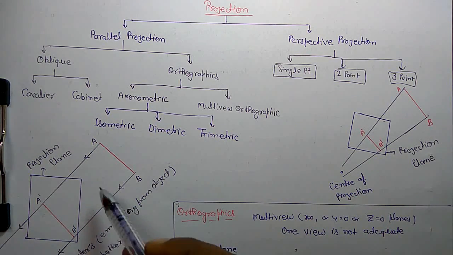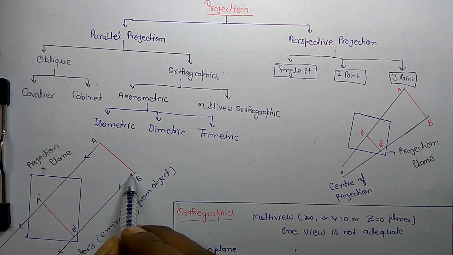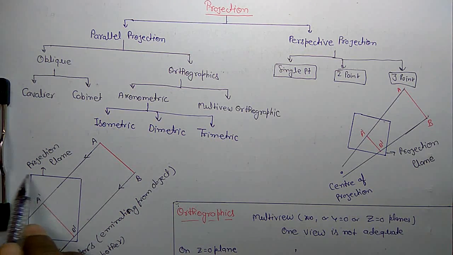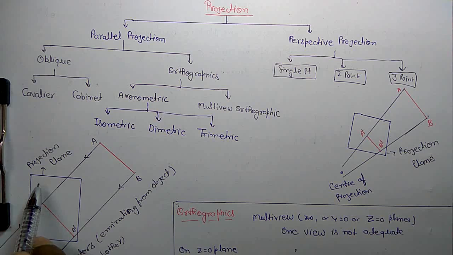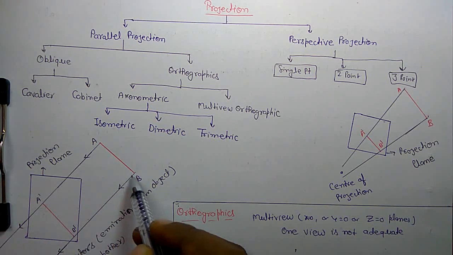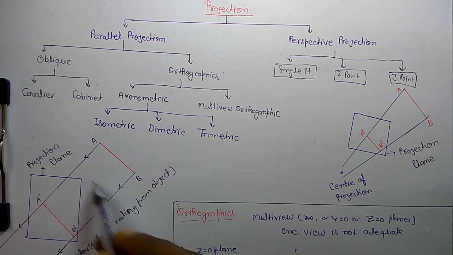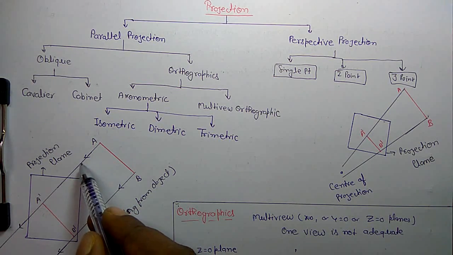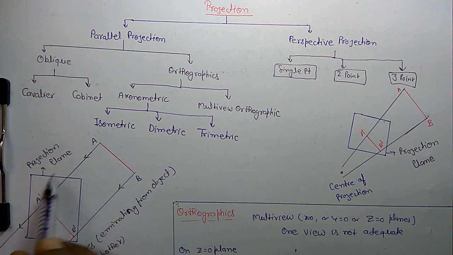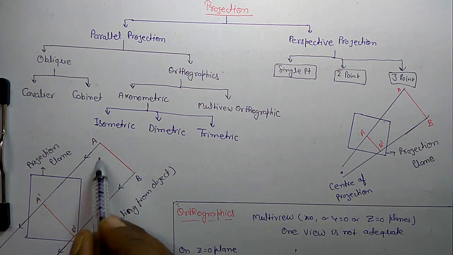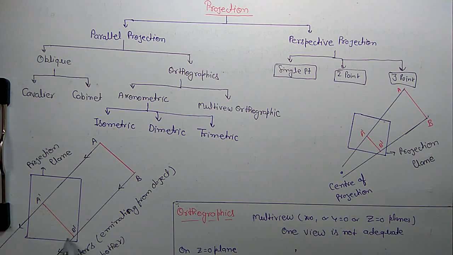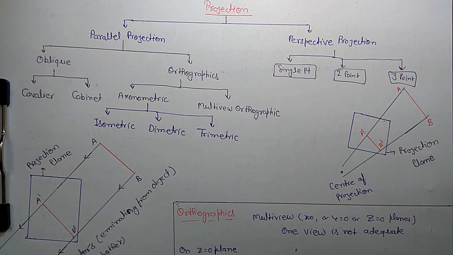So in the parallel projection, if there is an object AB and this is the projection plane, the projectors, the emanating light from the object, are parallel to each other. So if they are parallel to each other and projected on the projection plane, they have the same size, and it goes to infinity. The center of projection is infinity.